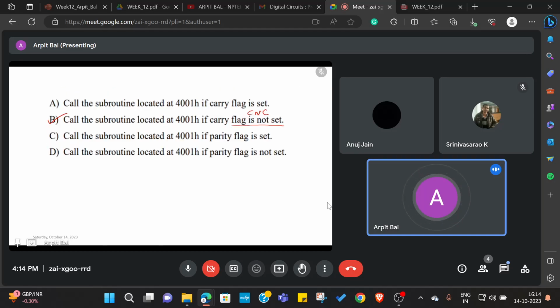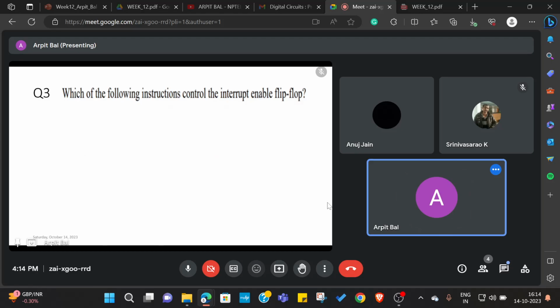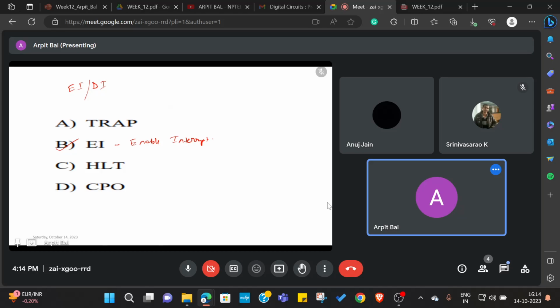The next question was related to the interrupt enable flip-flop, and what is being asked is which of the following instructions control the interrupt enable flip-flop. Enable interrupt and disable interrupt are the two instructions supported by the 8085 for controlling the interrupt enable flip-flop.